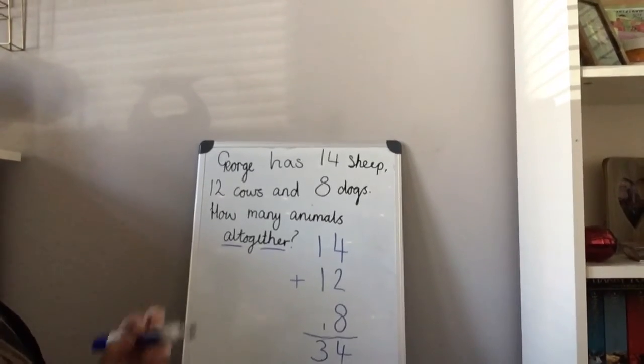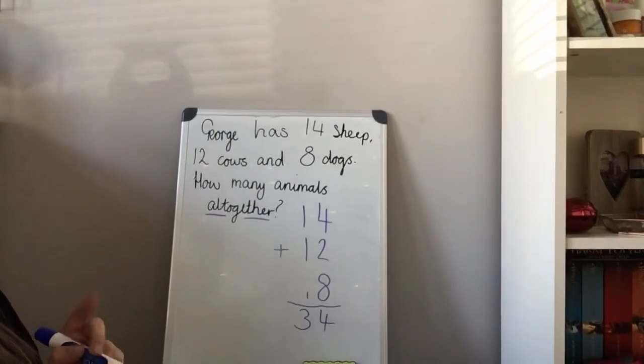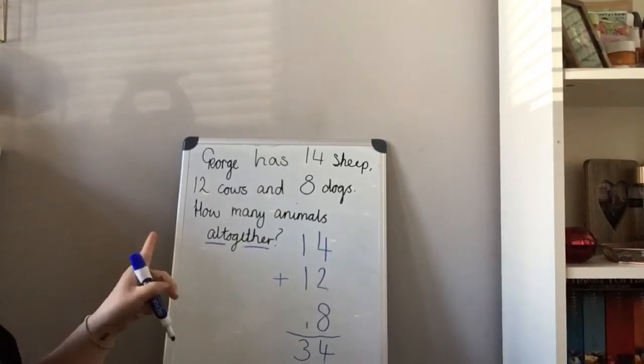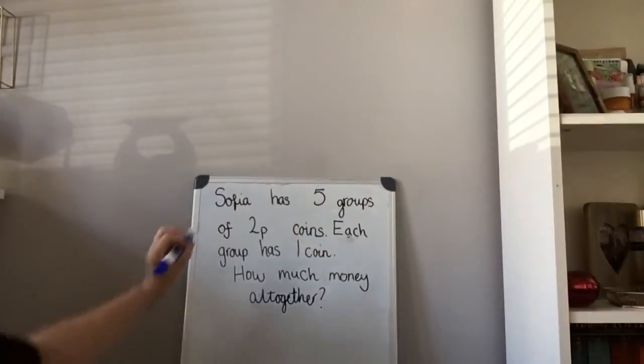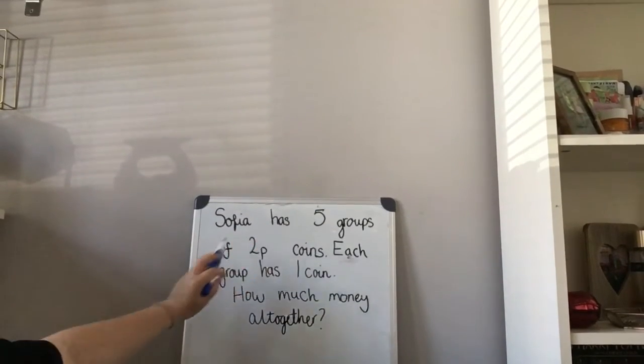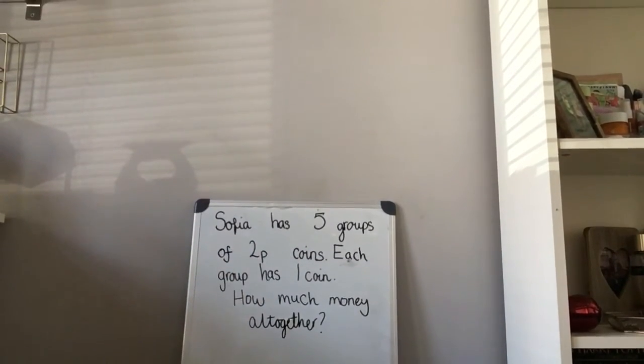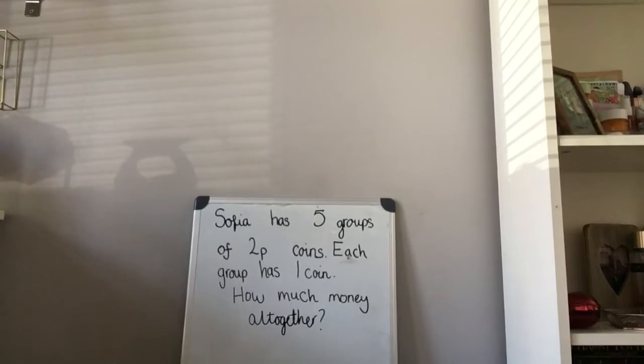So you could have got that answer doing it lots of different ways, but that's the way that I've chosen to do it. So that is a green question. Now let's go on to amber. So our amber question is, Sophia has 5 groups of 2p coins. Each group has 1 coin. So how much money does she have altogether?